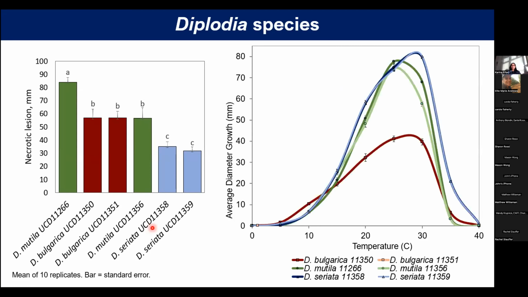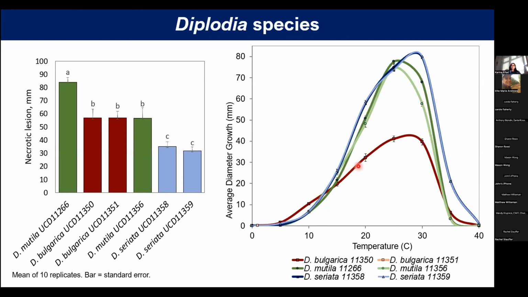Another thing that we wanted to do was just to check how they behave based on different temperatures. So we put those isolates at different temperatures, and we measured the mycelium growth on plates. So here you can see in blue we have seriata, in green we have bulgarica. No, sorry, in green we have mutila, and here in red we have Diplodia bulgarica.